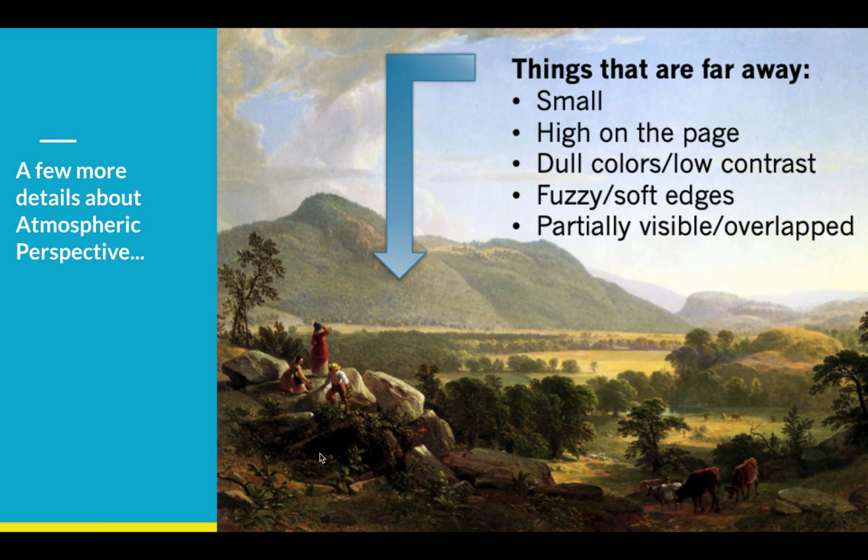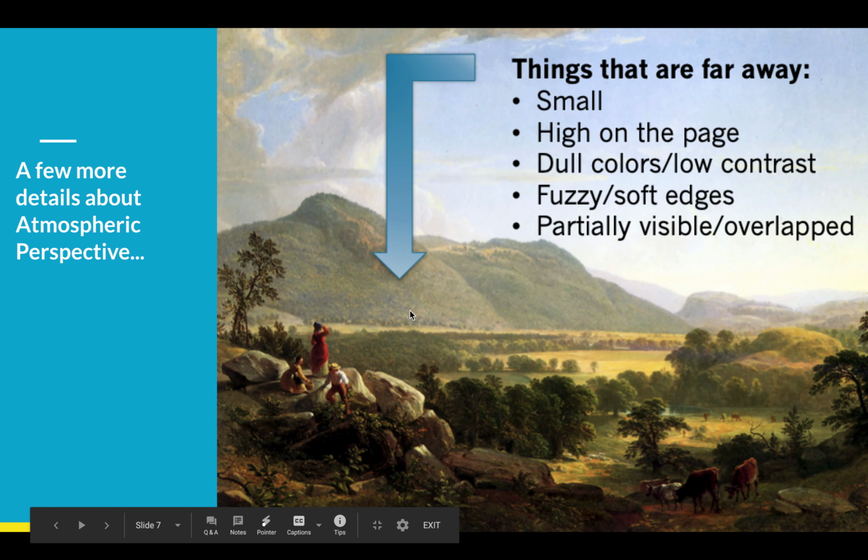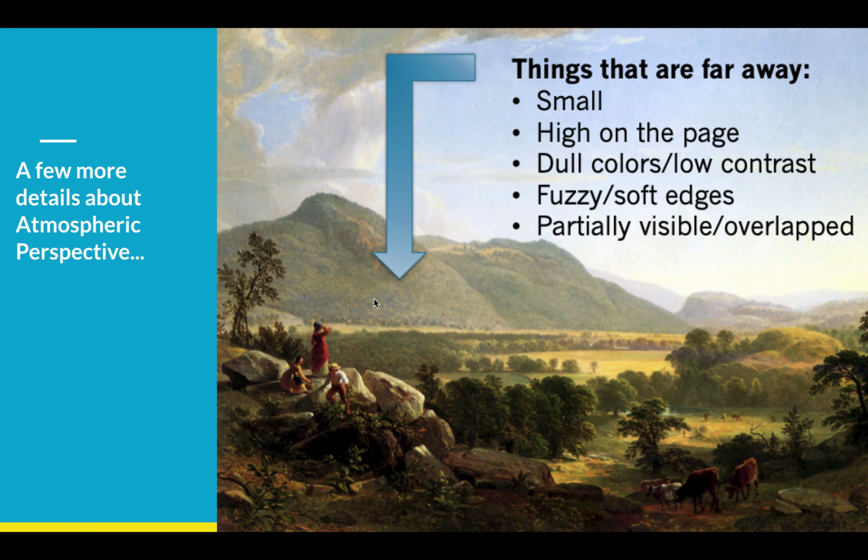So just a few more details about atmospheric perspective. Keep in mind, if you want something to look like it's farther away from you on a page, it's going to be smaller. So for example, tiny little trees back here, they're also higher up on the page. They have more dull colors or low contrast, as we talked about. They're also going to be less detailed. You might have soft or fuzzy edges on things, and sometimes they'll be partially visible because they may be overlapped.